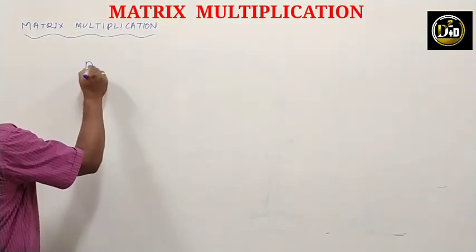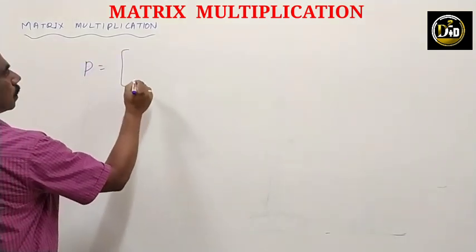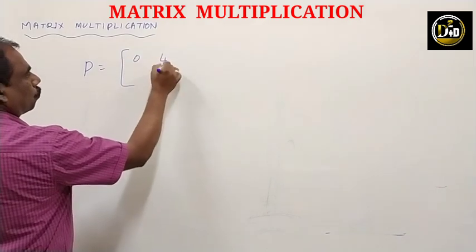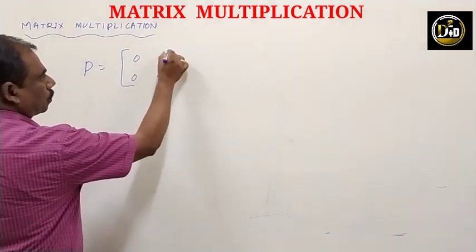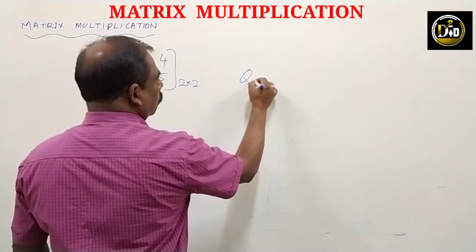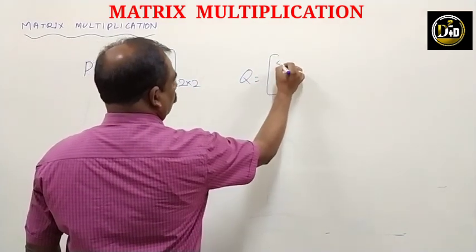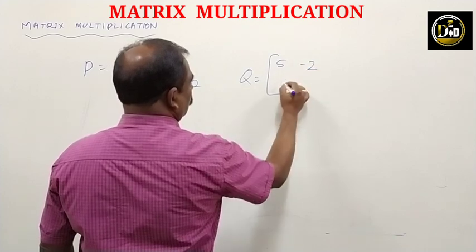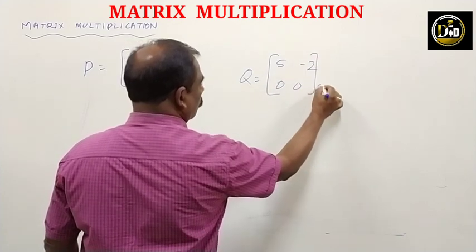Let P is equal to matrix 0, 4, 0, 5. It's of order 2 by 2. And Q is equal to matrix 5, minus 2, 0, 0. It is of order 2 by 2.